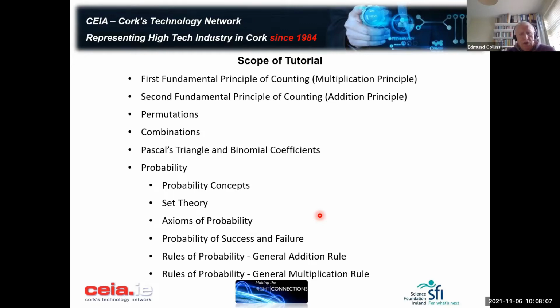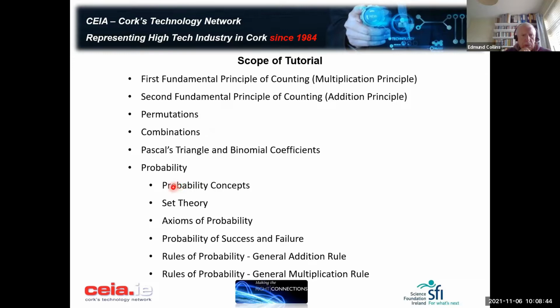So we'll start off with those principles, moving on to permutations, then on to combinations, and we'll have a quick look at Pascal's triangle and binomial coefficients. That will probably be the first part of the tutorial, taking about an hour. We're going to take a break for about 10 minutes, and then we'll move on to probability proper itself. But really, the second part of the tutorial is going to be built on the first part. So it's important that we understand what's going on with principles of counting and so on.